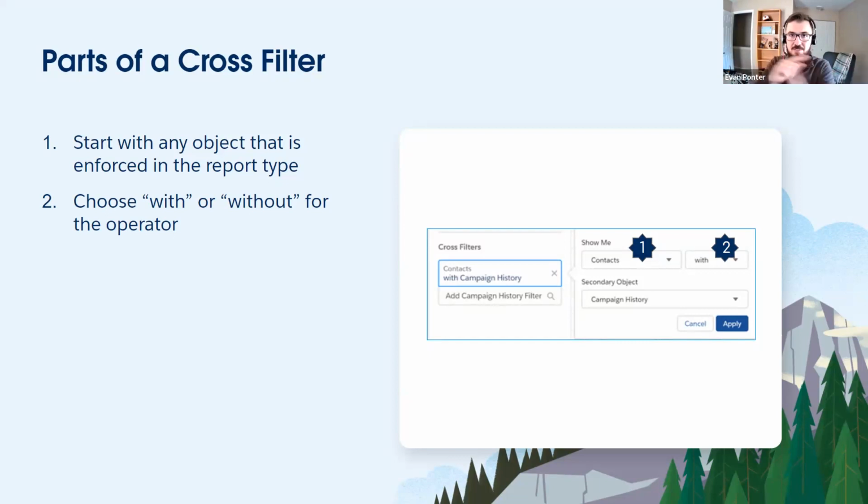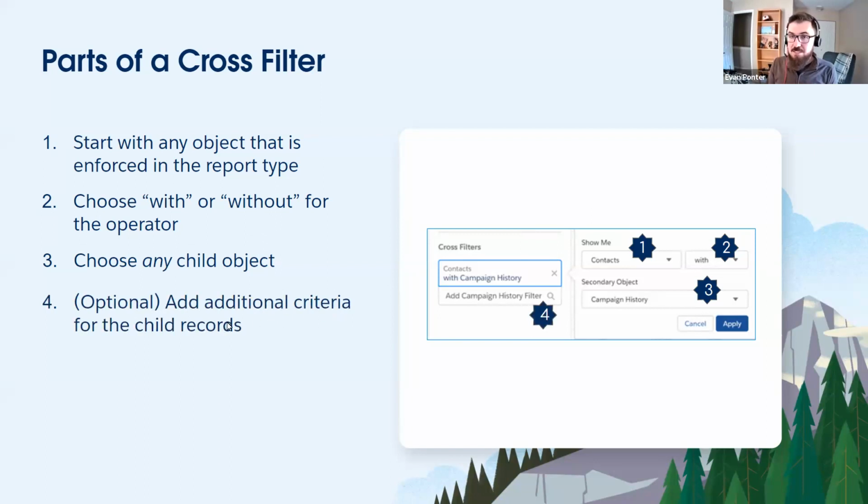They behave 100% opposite of each other. So if you're familiar with Boolean logic and having your ands wrapped in parentheses versus an or, this is all going to be right up your alley. Step 3 is choosing the secondary object. It can be any child object from what you chose in step 1. Step 3 here has nothing to do with your report type configuration. So it's super powerful in that sense to choose any child object. It just relies on a relationship existing from that child object up to the object you chose in step 1. Step 4 is optional, but insanely powerful. You can add additional criteria for the child records as part of your filter. So we'll start simple and we'll build up to get a little more complex here and start using all 4 of these levers from our cross filter.